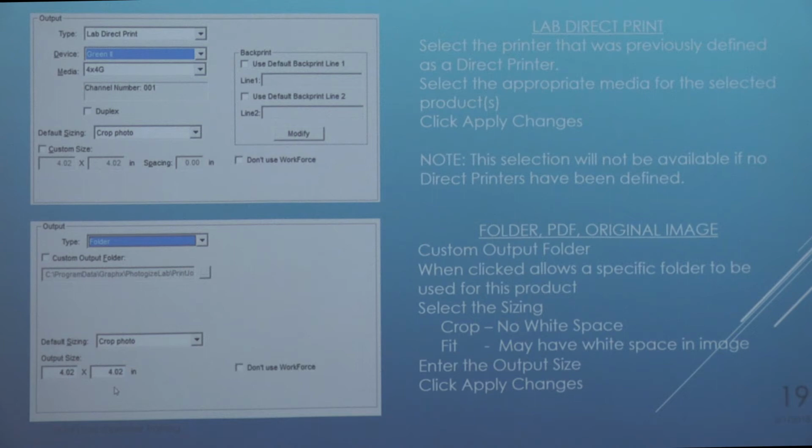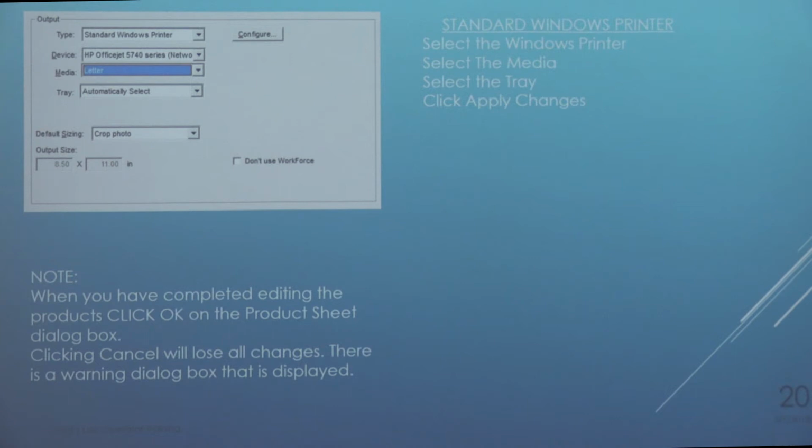And the standard Windows printer pretty much operates the same way as Lab Direct. You select standard, you select the particular printer, you select the media, the tray if it's appropriate, and again, the size will be defaulted automatically. So you can do that. Some people do it. It's available.